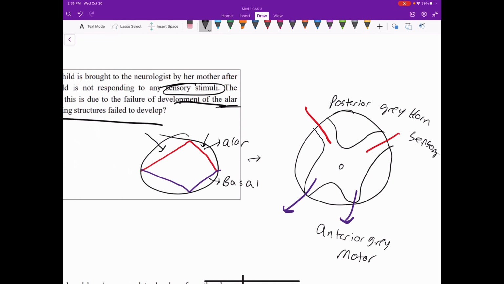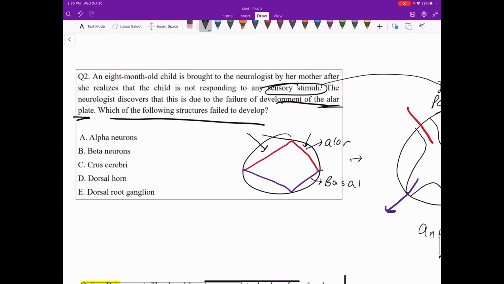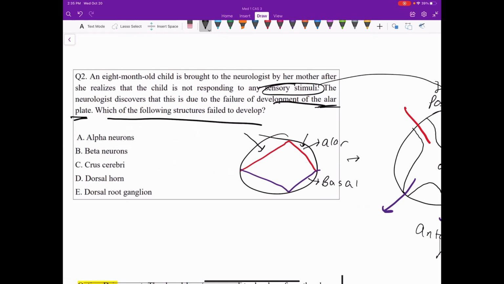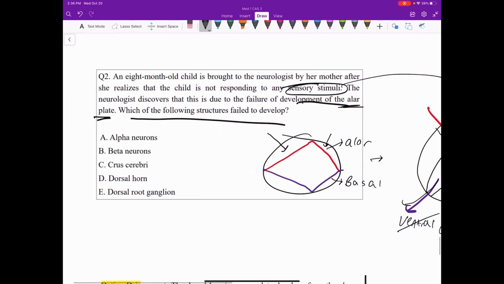But is it asking that? Well, it's telling us sensory supply, so we know it's posterior gray horn. And we need to know what structure didn't develop, because it's not responding to sensory stimuli. Well, what comes out of the posterior gray horn? Well, we know the nerves that run through it are what type of nerves? Well, they're dorsal. And what comes through the anterior gray horn? Well, those are ventral. So it's not ventral. We know it's got to be something with dorsal. Okay, so alpha neurons, no. Beta neurons, no. Crus cerebri, no. Okay, so it's between dorsal horn and dorsal root ganglion.